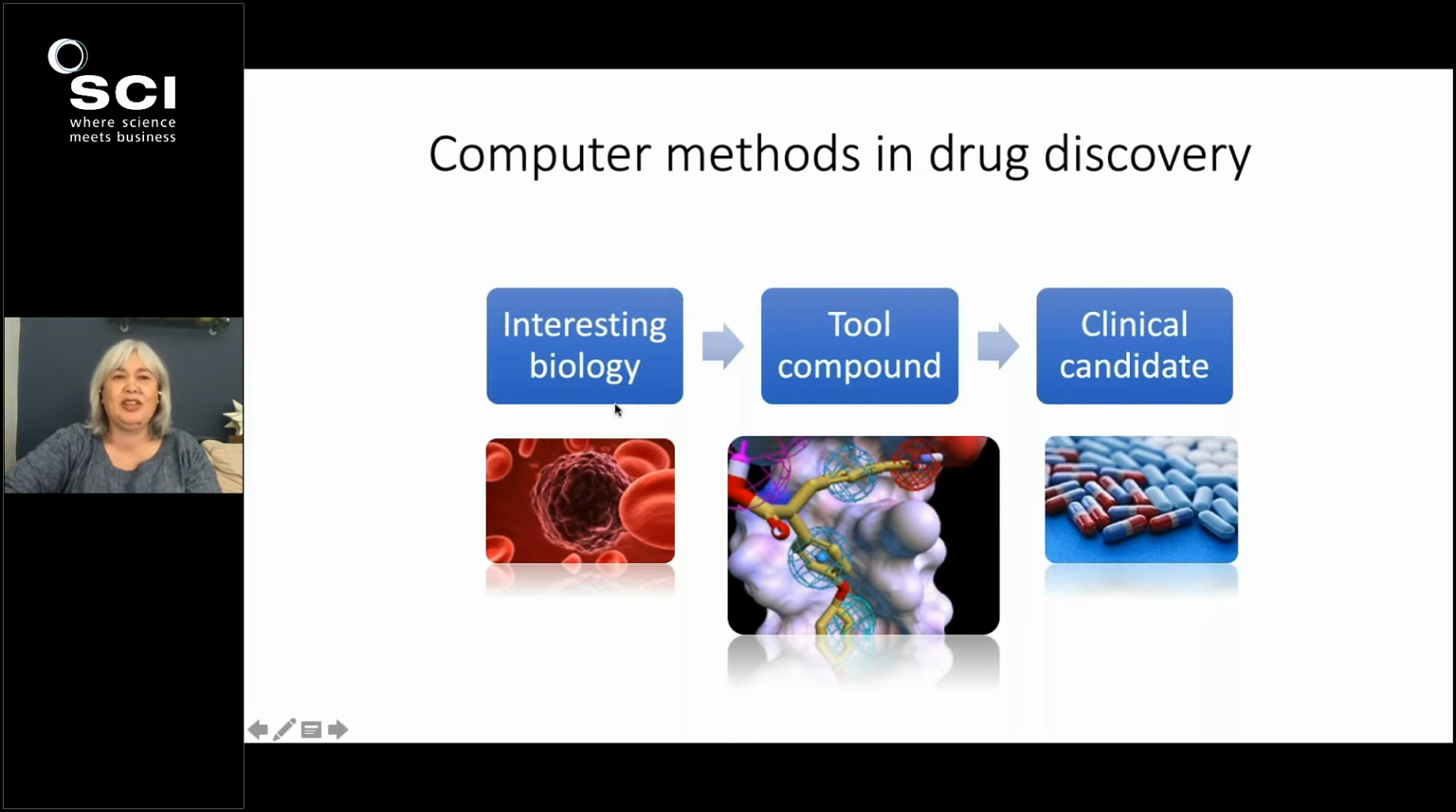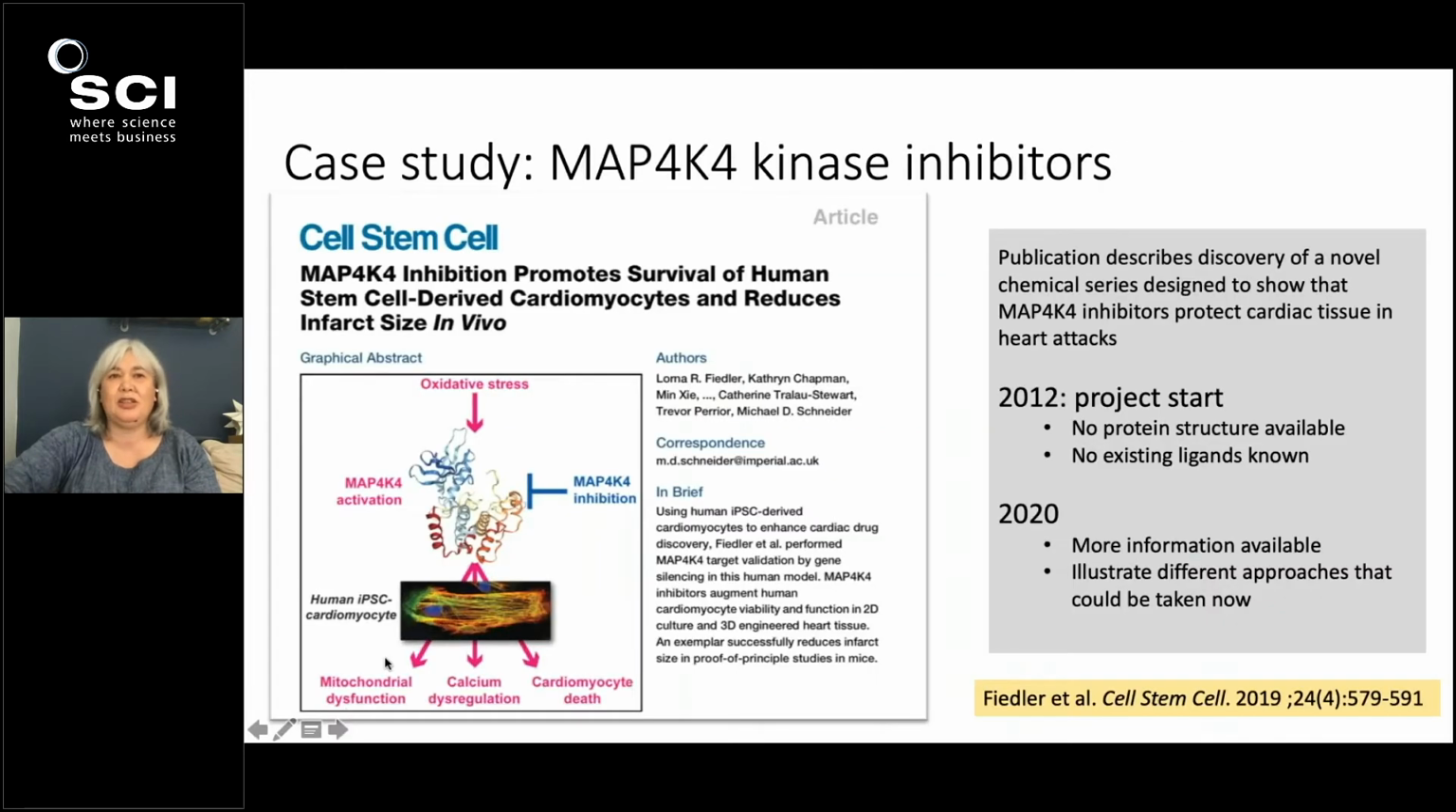So we're going to focus on some processes that we use to kickstart a drug discovery project. And in this case, this was a project to find inhibitors of a kinase called MAP4K4. This was an Imperial project and the principal investigator was Michael Schneider. And my role in this project was to produce the first chemical series that we could use as a small molecule to block the actions of this kinase enzyme.